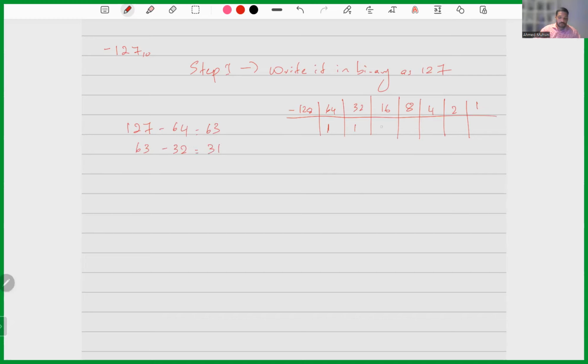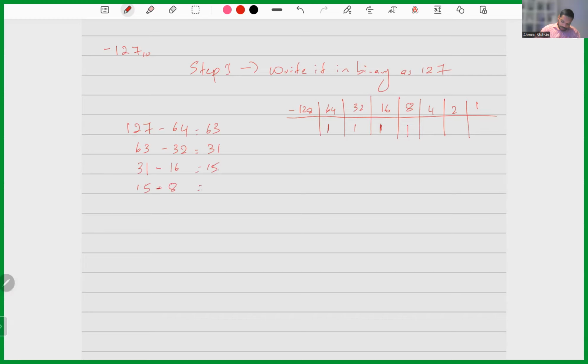So 31 is closest to 16, so we put a 1 over here. Then 31 minus 16 is equal to 15. If you take away 10 from 31, it will be 21, and 21 take away 6 will be 15. 15 is closest to 8, so we put a 1 over here. Then 15 minus 8.